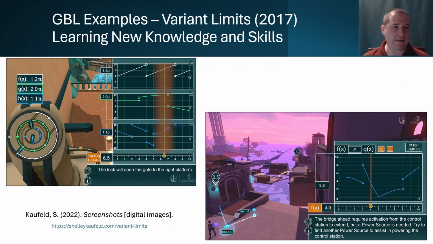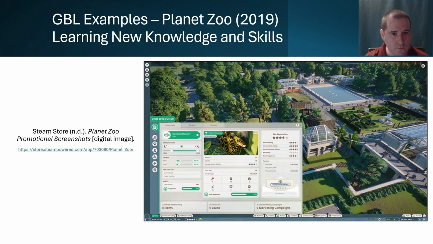Another example, Variant Limits. This game was really designed with an educational focus, and its goal is to teach its users calculus. By going through this game and trying to solve the puzzle they have, you're learning calculus concepts. Okay, another example, Planet Zoo. This is a game where students get to manage their own zoo. Imagine how much you're learning about animals and their habitats and their needs by just playing this game. Be a wonderful addition to a biology class.